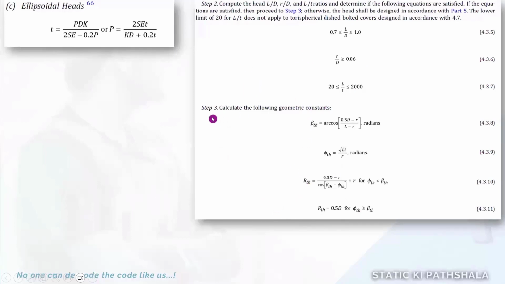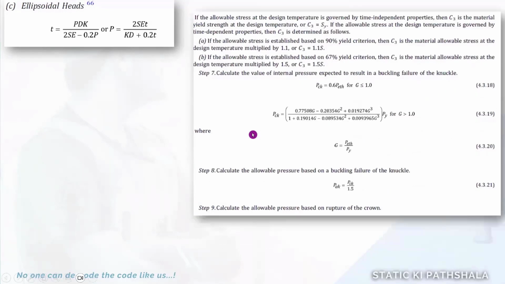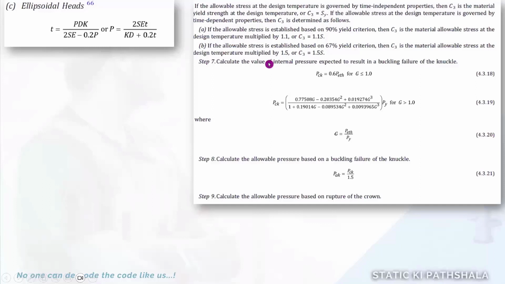So these are all the geometrical parameters and constants that we have to calculate. It is a multi-step procedure, and on top of it, it is not a single-go method. It is an iterative method where we first assume the dimensions and the thickness, and then we calculate the various stresses. If those are within limit, then only the given thickness is okay. Otherwise, we have to change the thickness and calculate again. Then we have to calculate this PCK. What is this PCK? This is the value of the internal pressure expected to result in buckling failure of the knuckle.